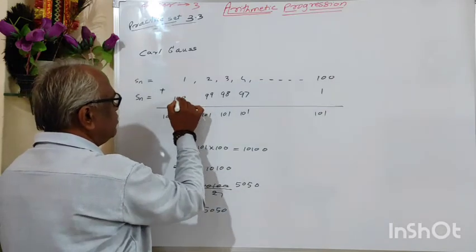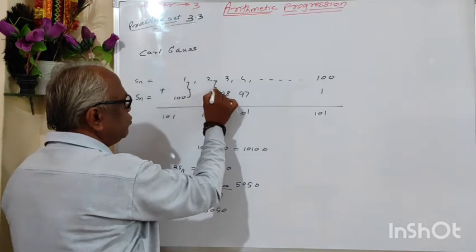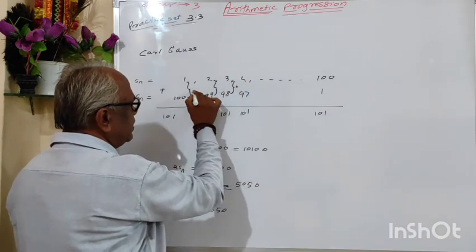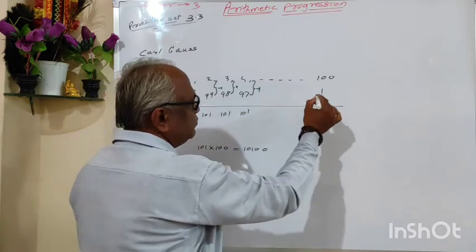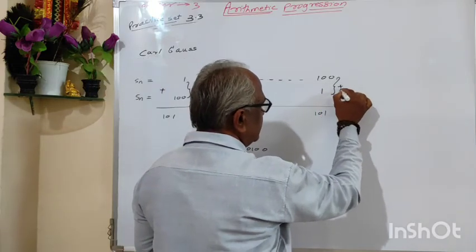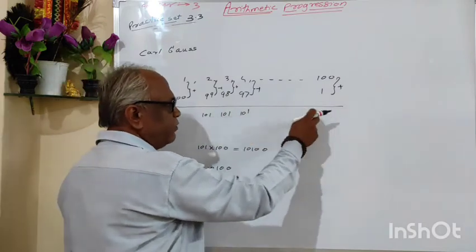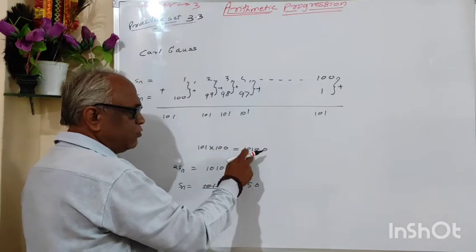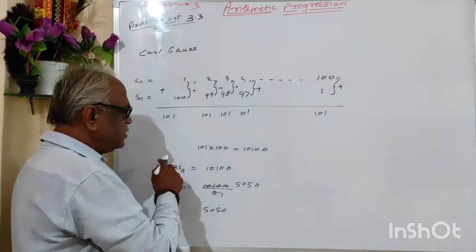That is, these two numbers, 100 plus 1, we have added, that is 101. These two we have added, that is 101. Again here also it is added, that is 101. This 101 addition is for 100 times. So 101 into 100, the total we got is 10,100. This is twice the sum.